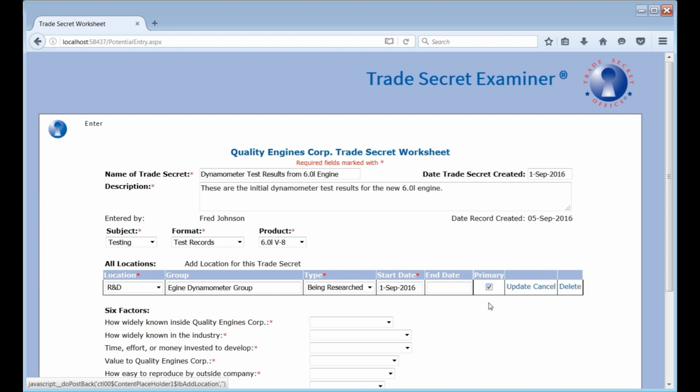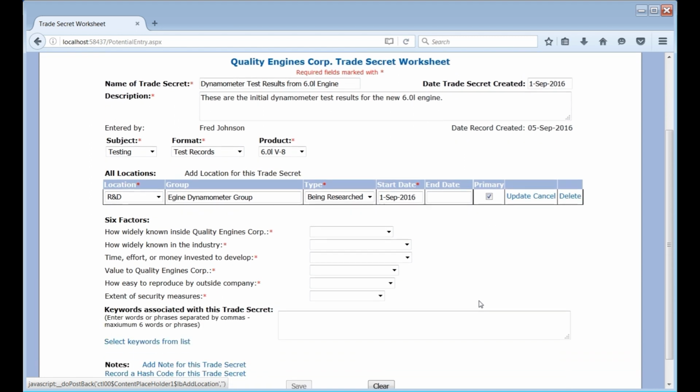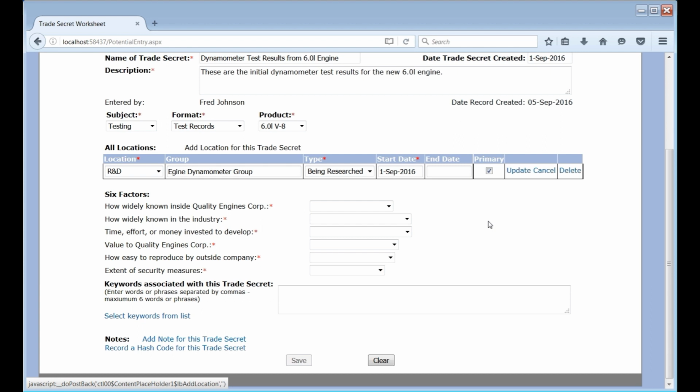These results might go to marketing communications later to go in an ad in a magazine. They may be distributed to customers as part of the shipping of the product. But for right now, that trade secret may ultimately go other places. But for right now, this is the main place. So there's 2 characterizations I'm going to make of the trade secret here. One I've already done. The subject, the format, and the product. So these are the testing test records for the 6.0 liter V8.